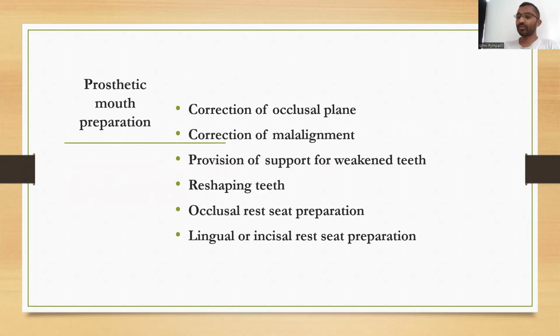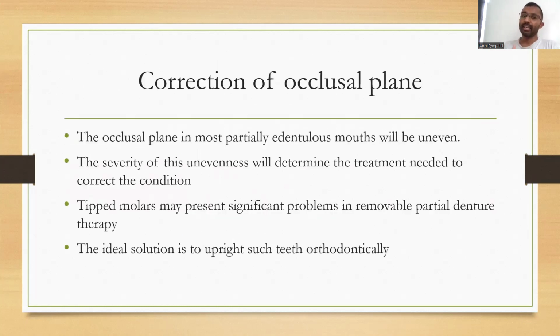The fifth one has subclass headings; the last 2 are the rest preparations. The first one is the correction of the occlusal plane, correction of the malalignment, provision of support for the weakened teeth, reshaping the teeth, occlusal rest, and the last two are the rest preparation for the anterior as well as the posterior. First one would be the correction of the occlusal plane angle.